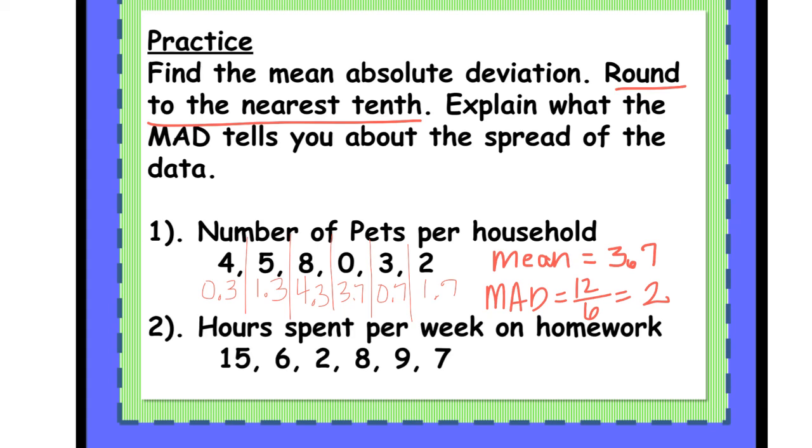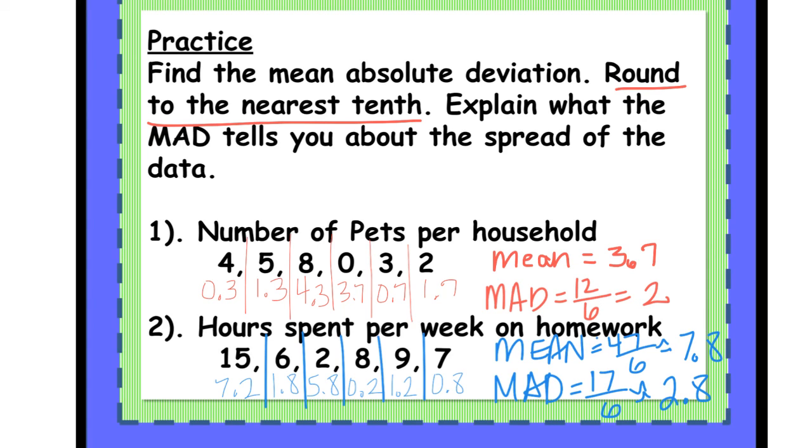Now work out number 2. Pause the video while you work it out. Okay, so you would have found the mean of 7 8/10. Then you found out how far each of the numbers was from 7 8/10. So I wrote those underneath each of the numbers. And then for my MAD, I added up those numbers and I got 17 divided by 6. And so my MAD is 2 8/10. So it means the typical number of hours spent per week on homework is within 2 8/10 above or below the mean.